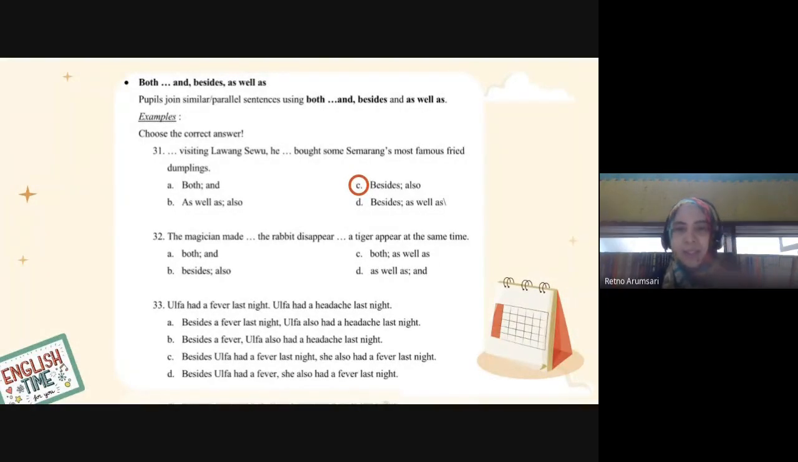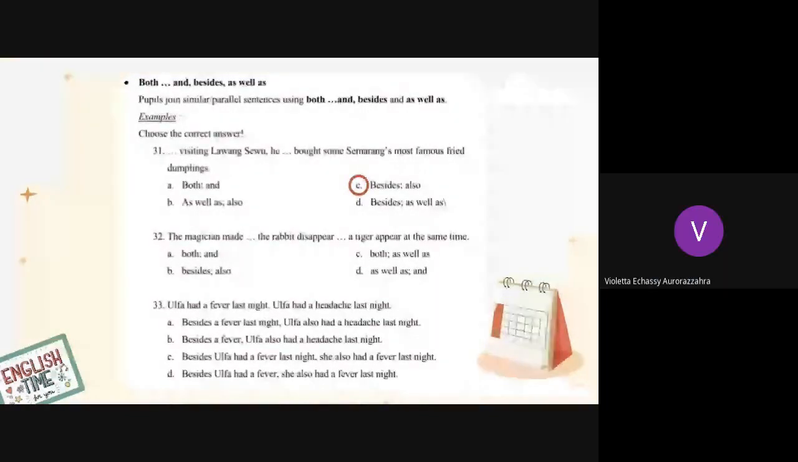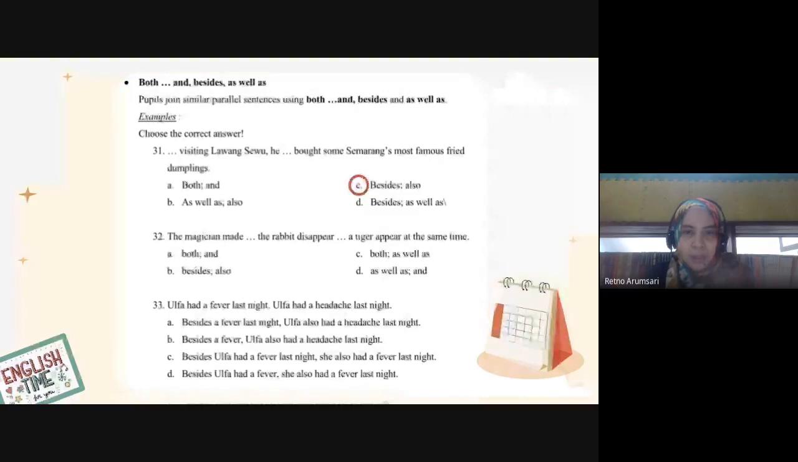All right, next, let's go to Violetta. Number 30. The magician made both the rabbit disappear and a tiger appear at the same time. Wait, what's the second blank for? And. Yes, that's right. Both and. Very good, Violetta.